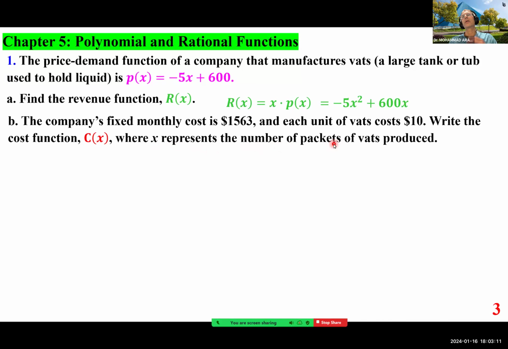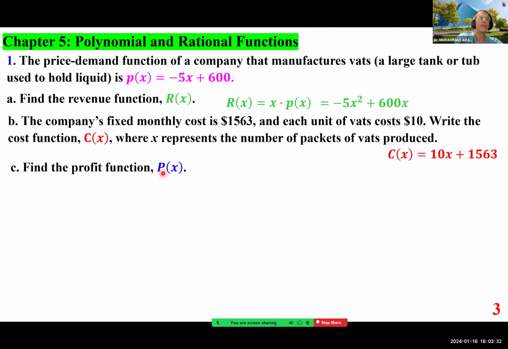Well, just remember y equals mx plus b. In this case, C of x is mx plus b, and this is a fixed cost, that's your b, and this is a variable cost, that's your m. So C of x is 10x plus 1563. Find the profit function. This is uppercase P, this is lowercase p. Simply put, as you recall, it's the revenue minus cost.